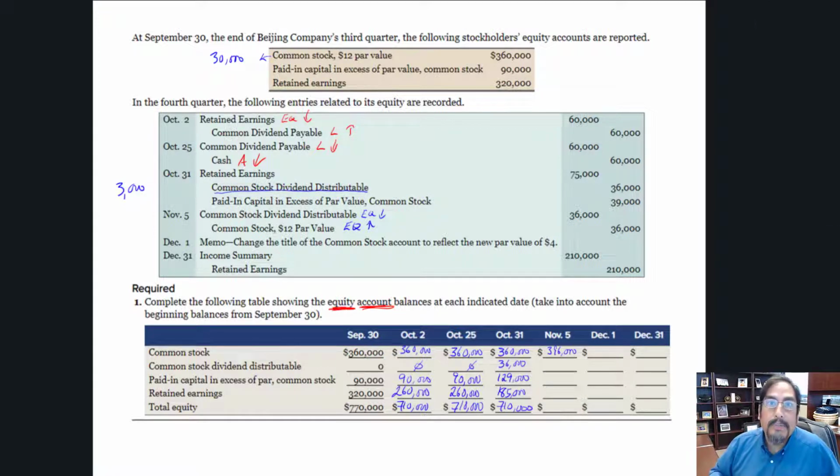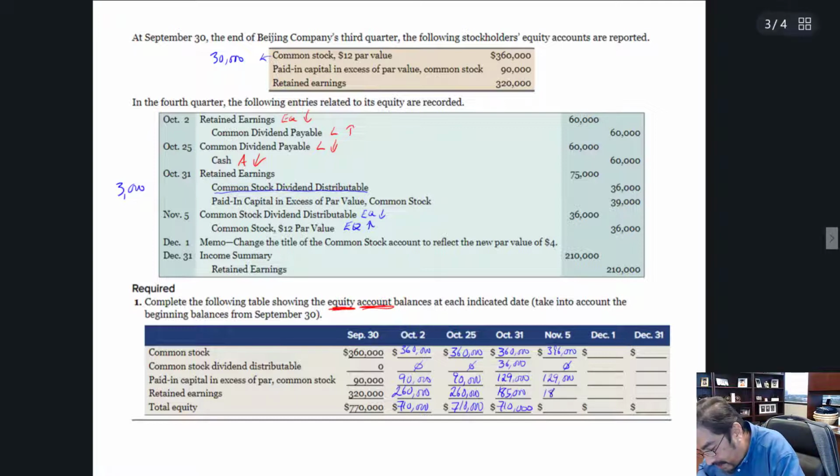And our dividend distributable account goes down by $36,000, back to zero. The other accounts don't change because we didn't hit any other accounts on November 5th. So we still have the 129 and the 185. And again, all we did was move balances around within the equity section. So the total equity stays the same. You can double check me by adding that down, but the total equity stays the same.